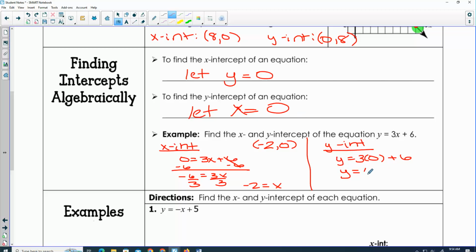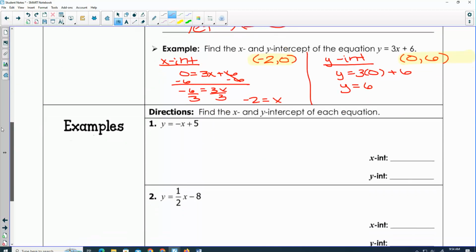3 times 0 plus 6 is 6. So if I wanted that one as an ordered pair, it's always x then y. What was my x value? 0. And my y was 6. So I got my x and my y-intercept. 2 separate points. Okay, x-intercept, your y is 0. Y-intercept, your x is 0. Is that okay?